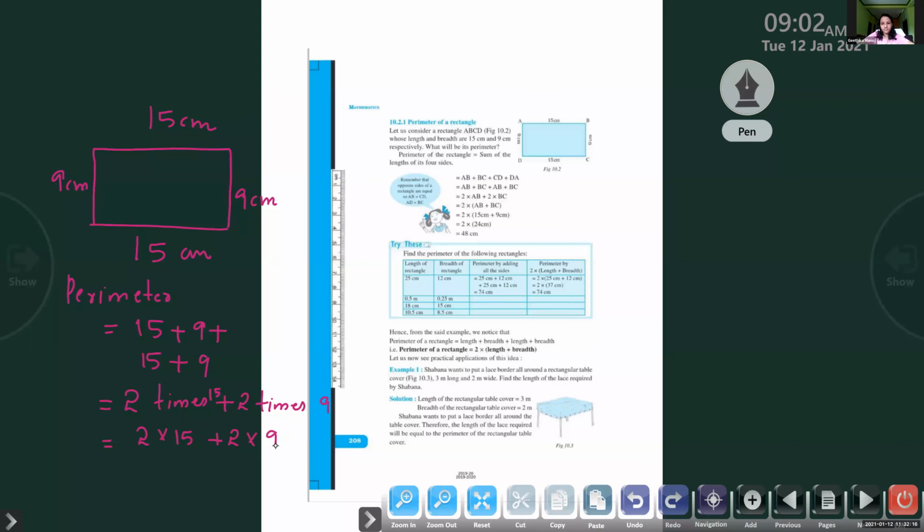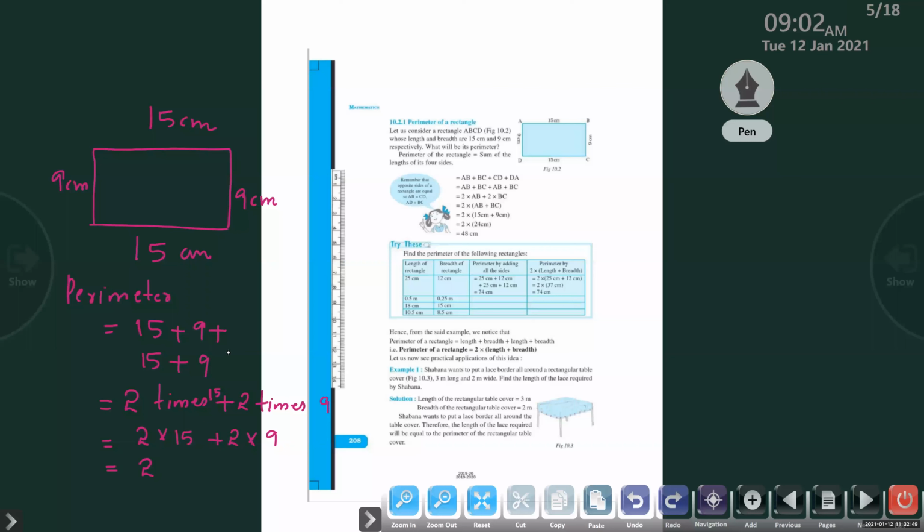2 into 15. Do you remember this one, the distributive property? Yes. One number is common. If one number is common, what will you do? Ma'am, first take that number out. Isn't it the distributive property in chapter 2, all numbers? Yes. So if 2 is common in this, we can keep it outside the bracket and write 15 and 9 inside. Clear, children?